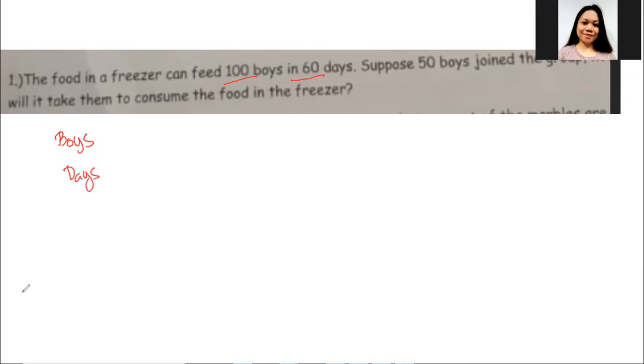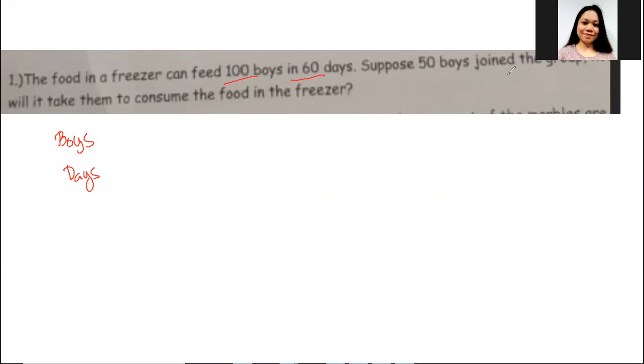Okay, the food in the freezer can feed 100 boys in 60 days. So when you have a ratio and proportion problem, you start thinking, what are the 2 or 3 variables that are being compared? In this case, you have 100 boys in 60 days. So they're talking about boys and days, right? The food in the freezer can feed 100 boys in 60 days.